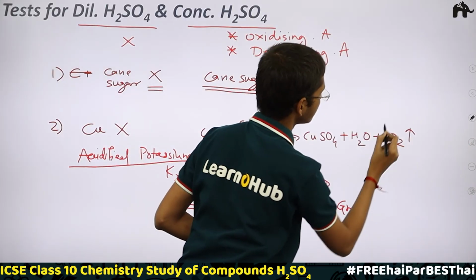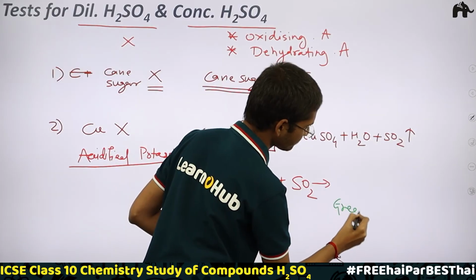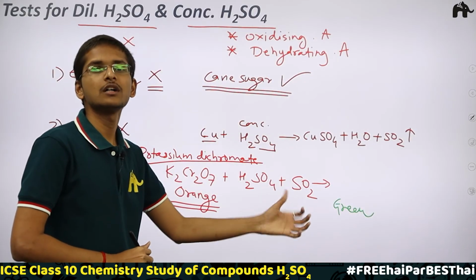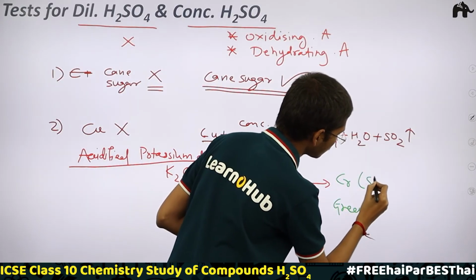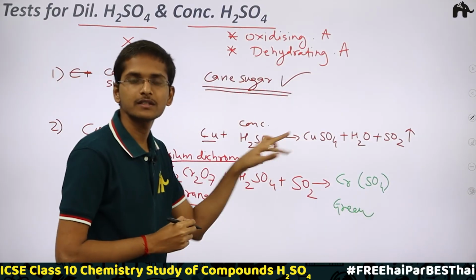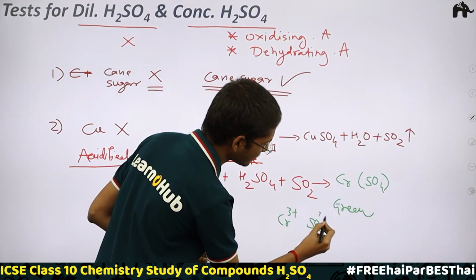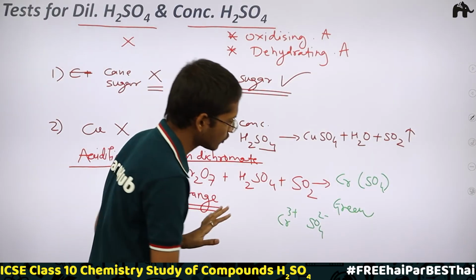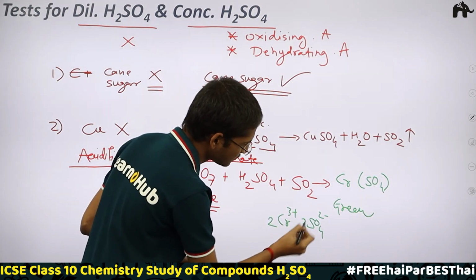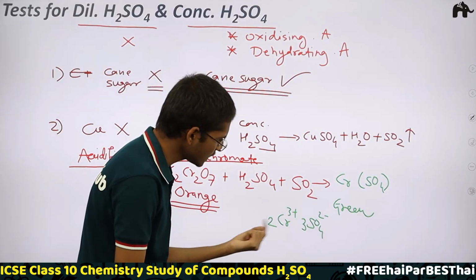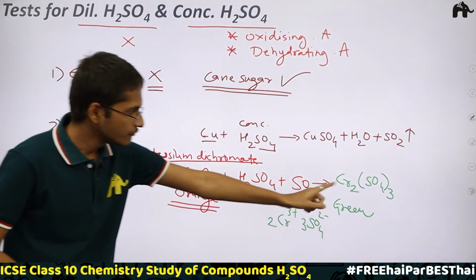Now what is this green colored substance? It's actually the sulfate of chromium, and in this chromium has a 3+ charge. So Cr3+, SO4 2-. We balance them so that we can write the formula of the sulfate. So 2 3s are 6, 6 plus, and 3 2s are 6 minus. So Cr2(SO4)3. So this sulfate of chromium is formed, which is green in color.